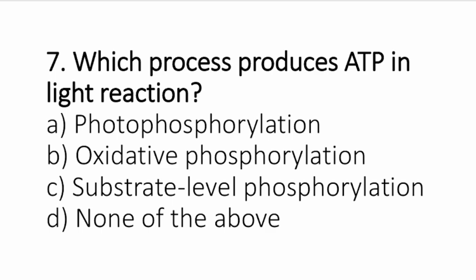Next question is which process produces ATP in light reaction? Options are photophosphorylation, oxidative phosphorylation, substrate level phosphorylation, and none of the above. ATP is produced in the process called photophosphorylation. So option A is correct.